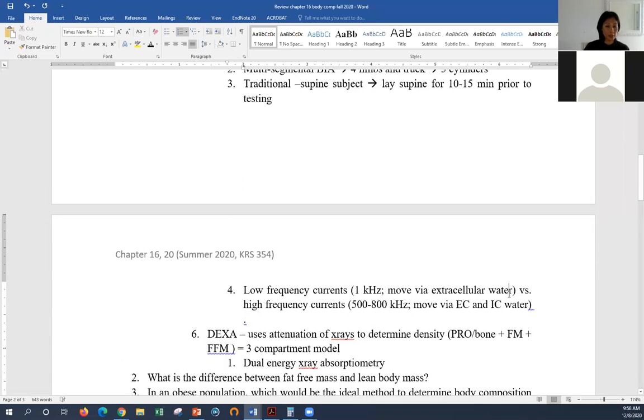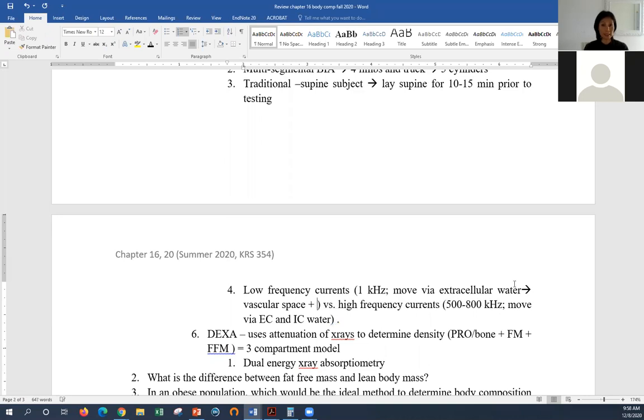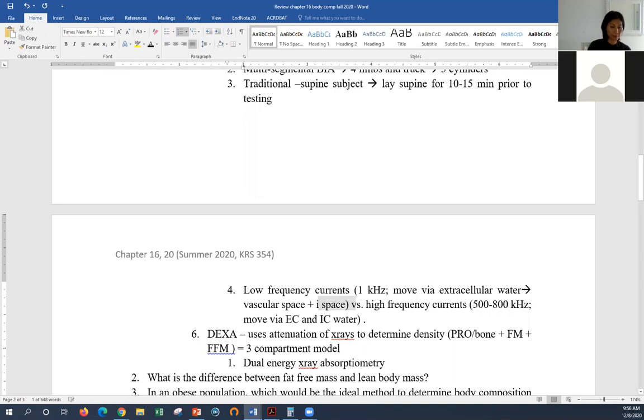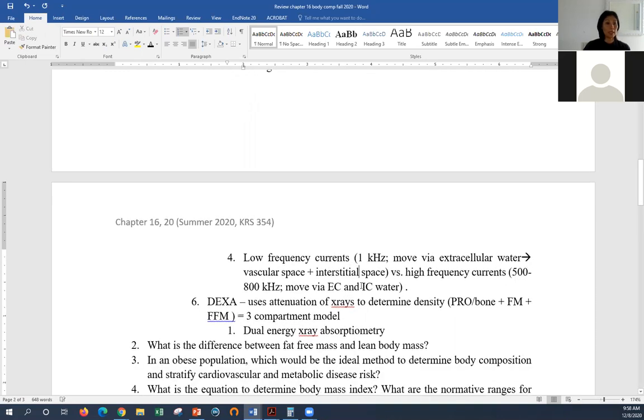So when I'm talking about extracellular water, this is water outside of the cells. So this is the water in the vascular space, or in our blood vessels, our veins and our arteries, and the interstitial space. Intracellular water is the water within our cells. So that's the difference between low frequency and high frequency currents.